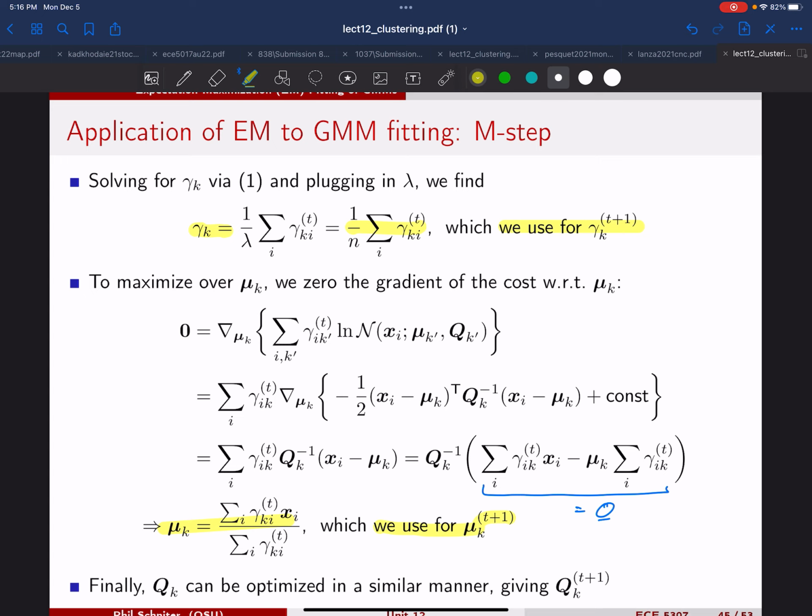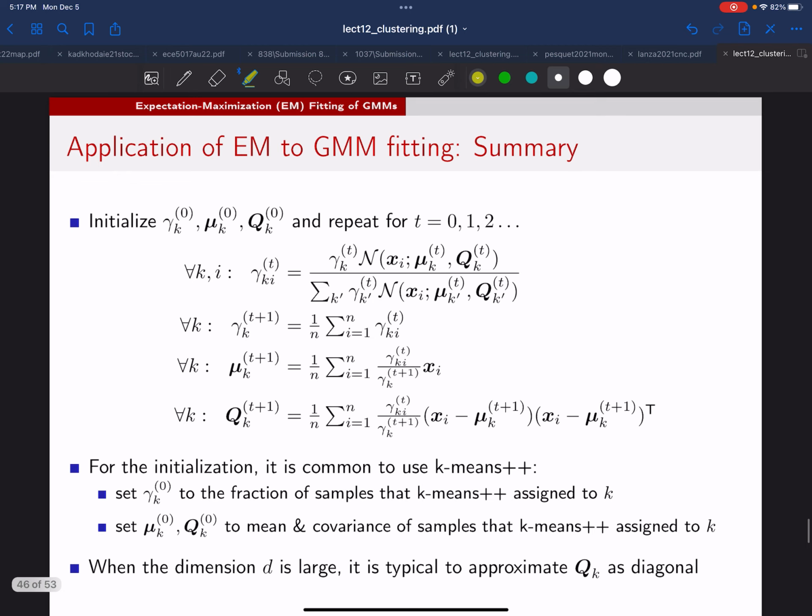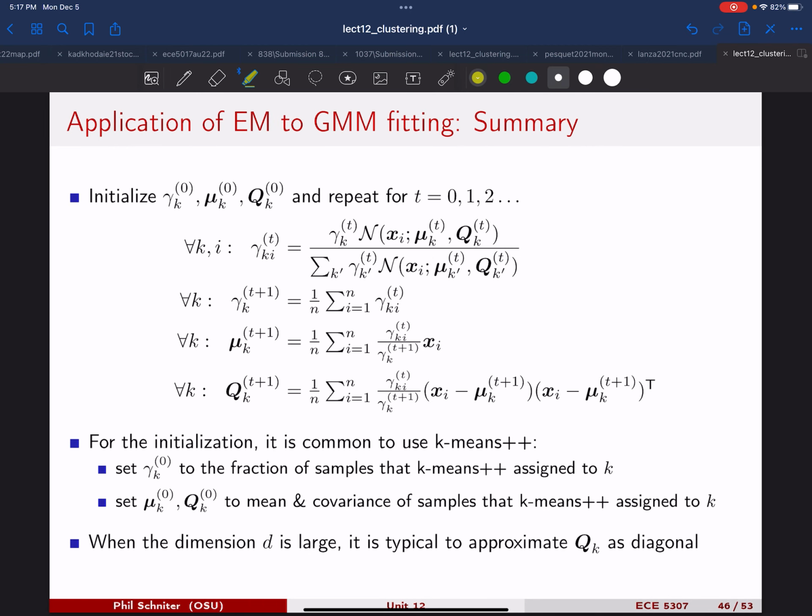I'm not going to go through the derivation for optimizing Q k, but it's pretty similar, and when you go through that, you finally get Q k t plus 1. So we've actually made it all the way through the algorithm, so let's just summarize it.